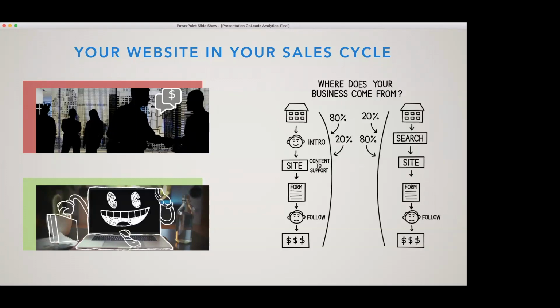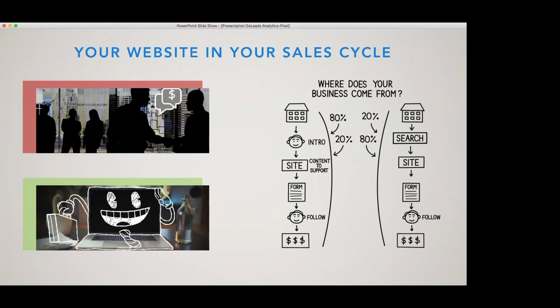So this is a little graphic that we use when we are first starting with people, like, where does business come from? For the most part, nobody is 100% one side or the other, but if you're on the left, it's mostly a traditional sales cycle where maybe we're being introduced, and then the site really serves as content to support the sales cycle, and then maybe from there you can still do forms and follow-ups, but for the most part it's being led by a human being.